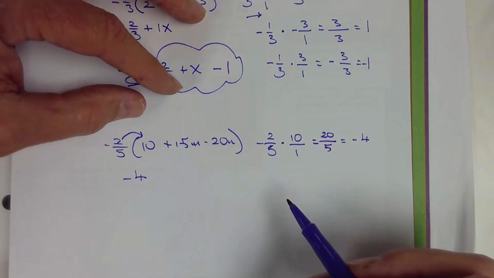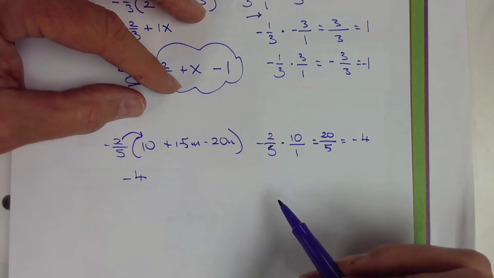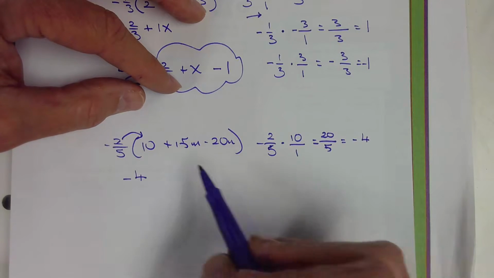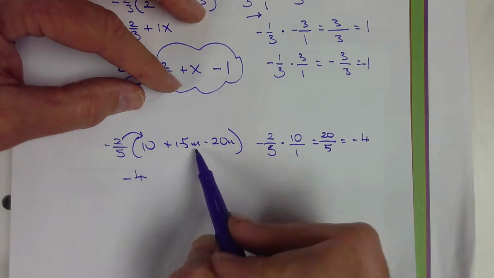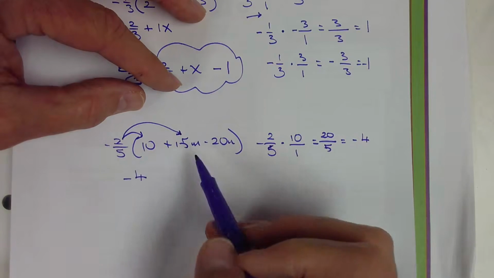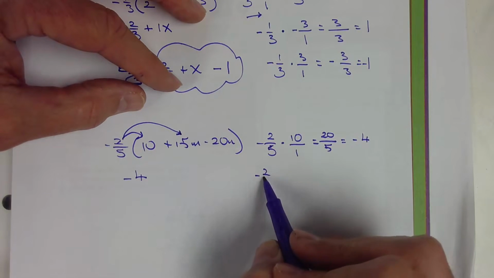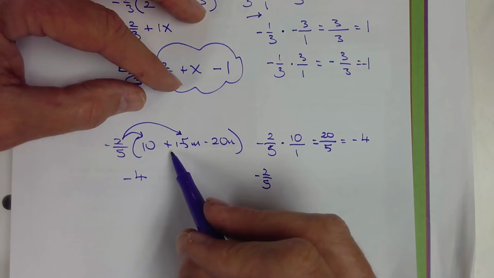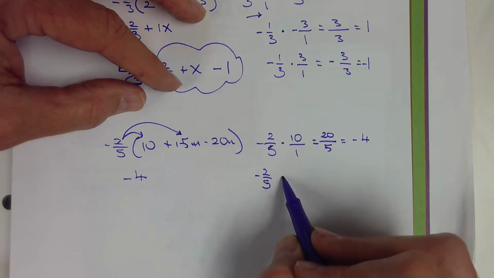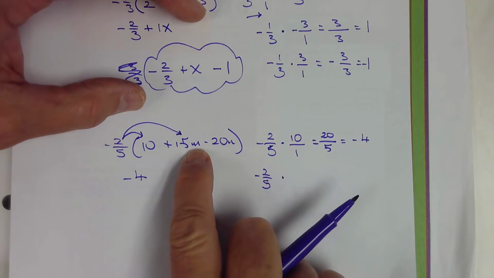Mr. Proctor, next one. What's the next step I'm going to do here? Times negative 2/5 by 15. Is that an m? Yeah, that's an m. Okay, nicely done. So it's a negative 2/5 times 15. And just like before, I'm not even going to worry about the m right now. I'm just going to deal with the 15.